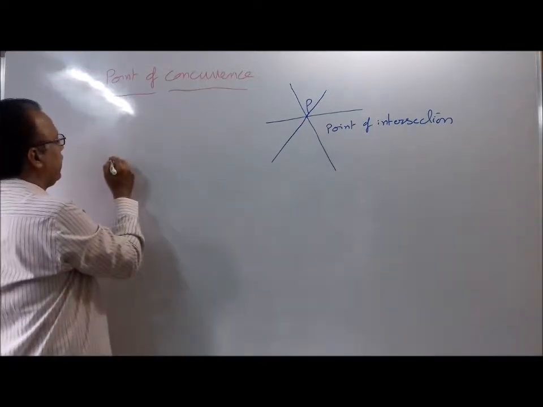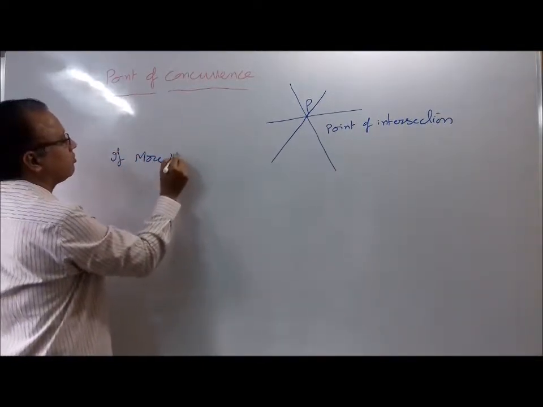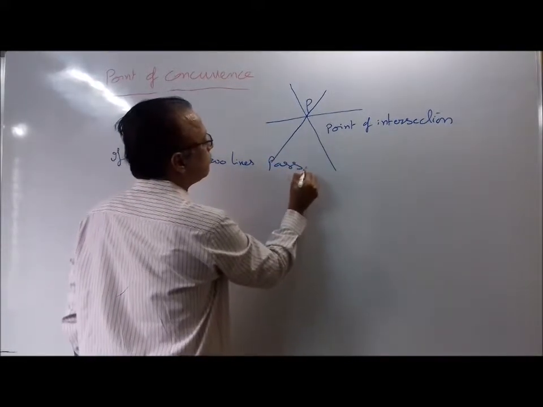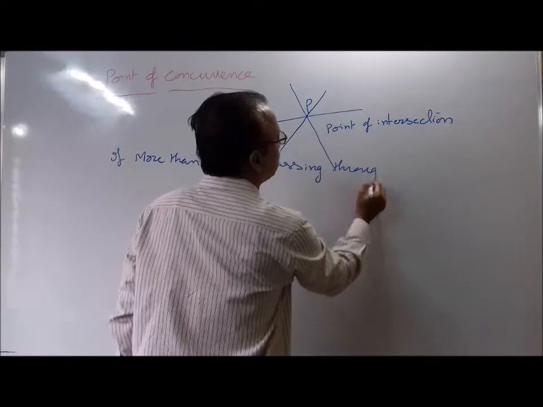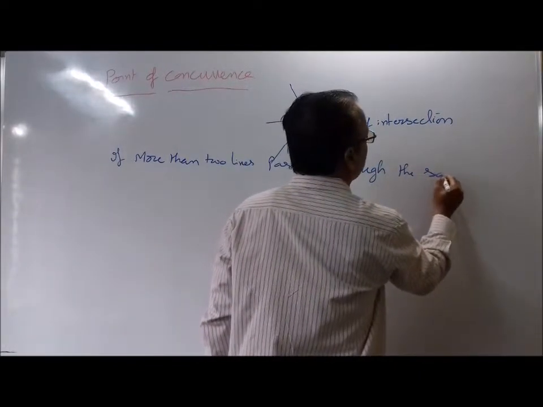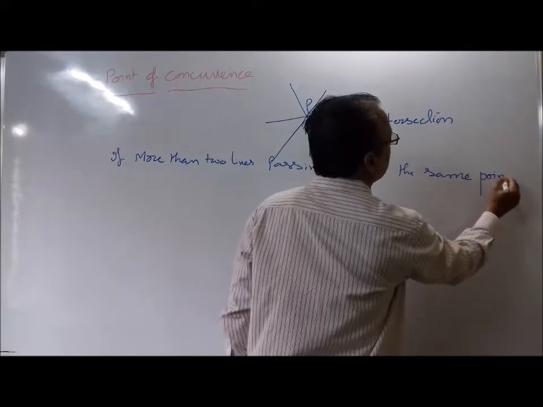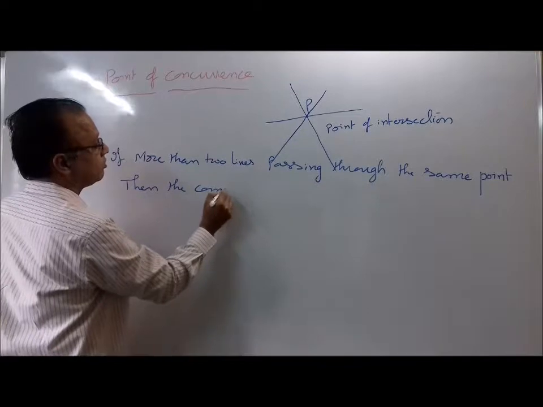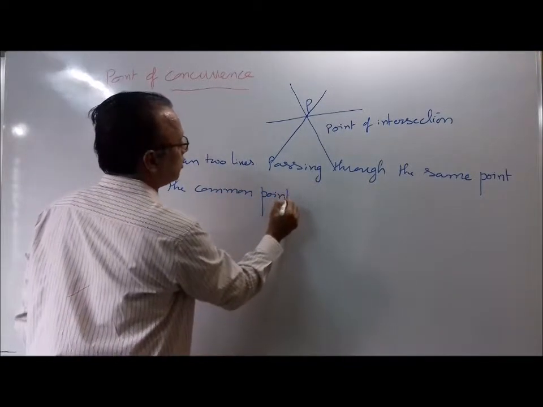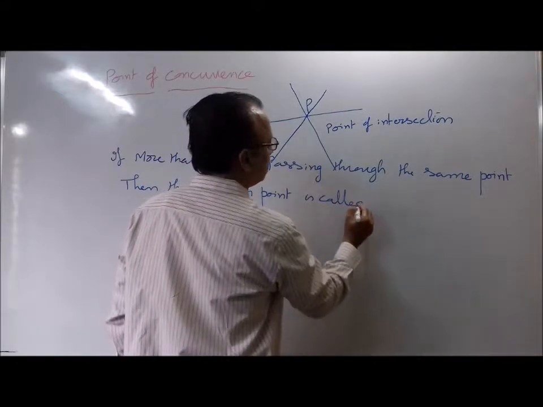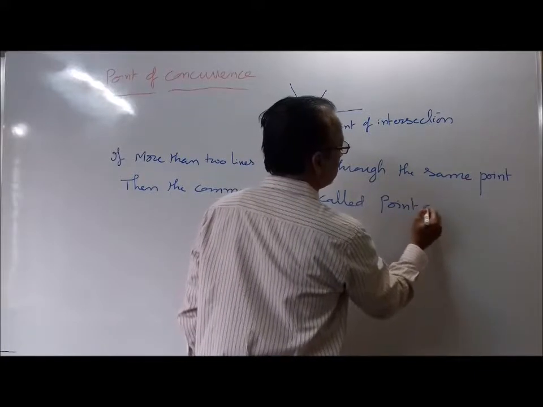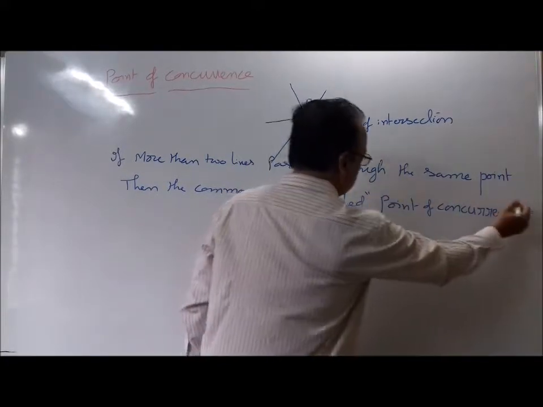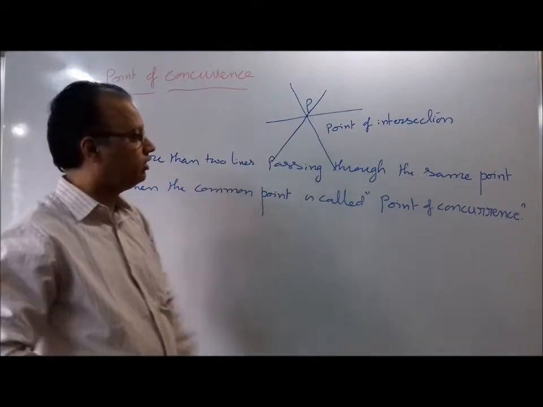What we can say? If more than two lines pass through the same point, then the common point is called the point of concurrence. So this is called the point of concurrence.